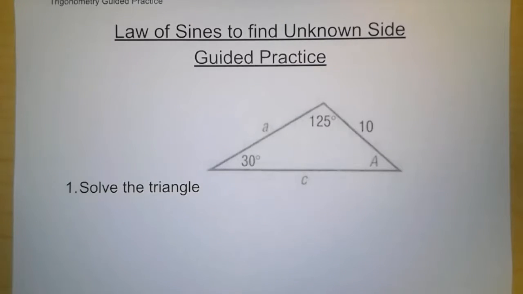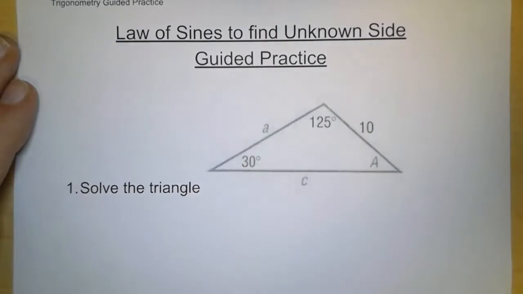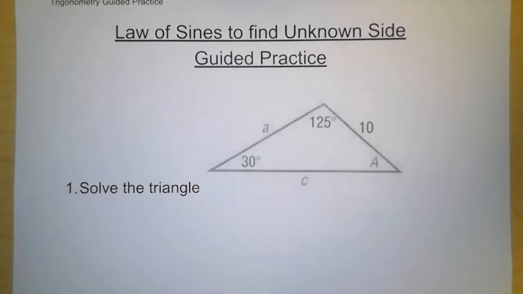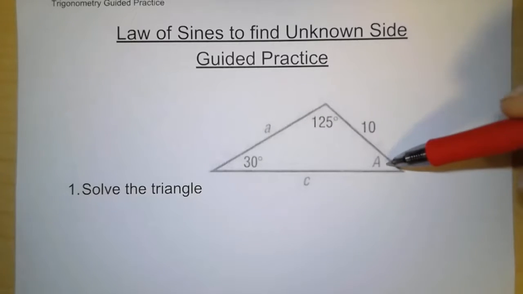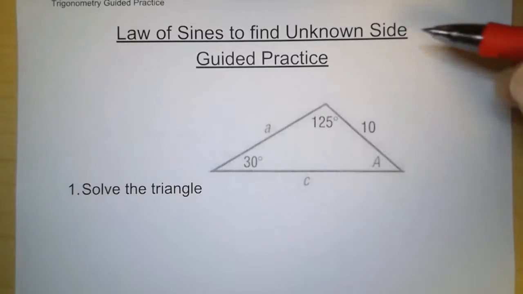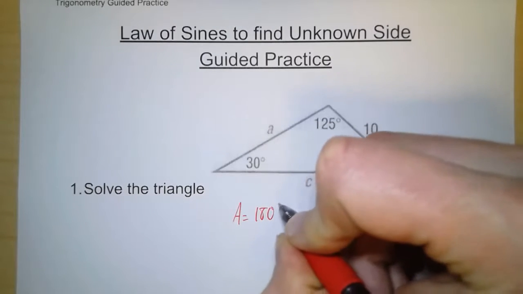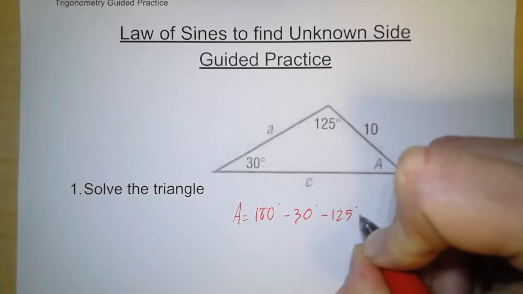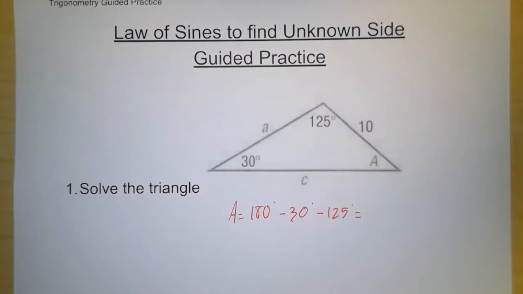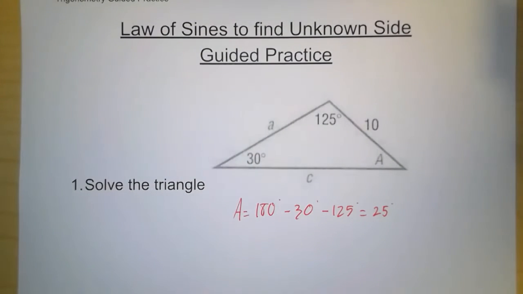So let's get started. Here we have this triangle. It's definitely not a right triangle, and what we want to do is to solve it. That means to find the other side lengths. Since we know that these two angles plus this angle add up to 180 degrees, we can quickly find the measure of angle A. We take 180 degrees, subtract 30, and subtract 125. When we do that, we get an angle measurement of 25 degrees for angle A.